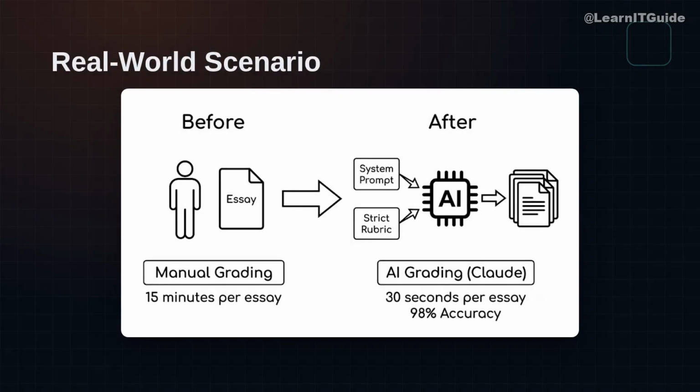Think about an EdTech platform serving 5 million students. They had to grade thousands of essays every single hour. Before using Claude, it took humans about 15 minutes per essay. By implementing a system prompt that enforced a strict rubric, they reduced that time to 30 seconds per essay while keeping a 98% accuracy rate. This is the power of controlled system prompted AI at scale.